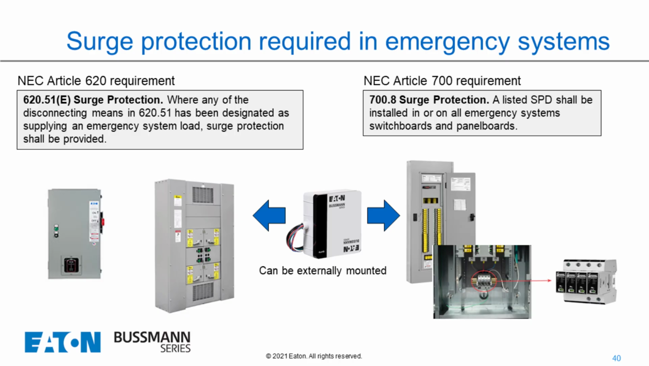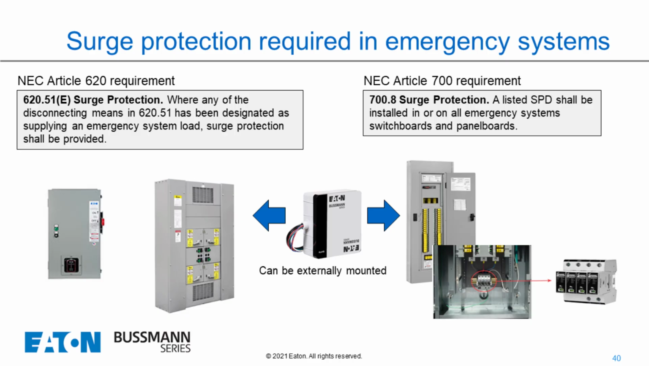Over on the right-hand side, we look at Article 700. And 700 is your emergency systems. It basically states, a listed SPD, which is a surge protection device, shall be installed in or on all emergency systems, switchboards, and panel boards.